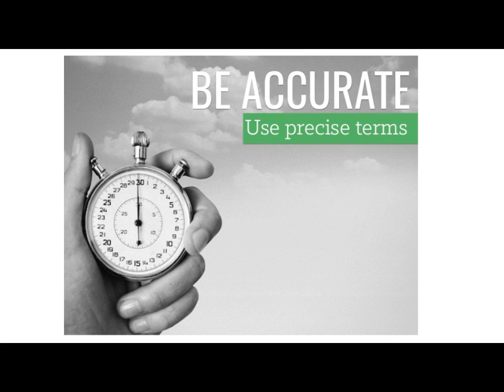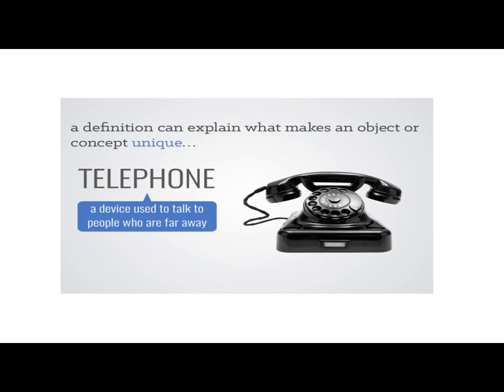Some of the steps given here for writing a definition of a term. First step, be accurate. We have to use precise terms. For example, a definition can explain what makes an object or concept unique. So here, telephone: it's a device used to talk to people who are far away.